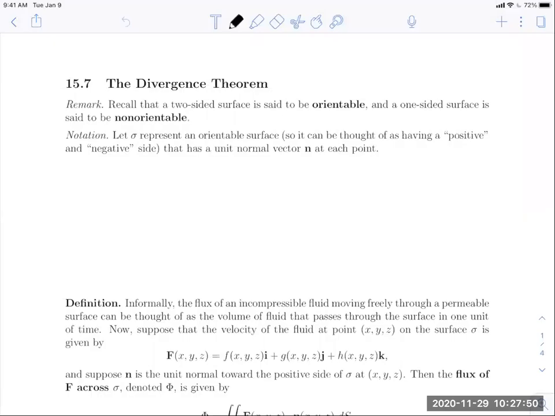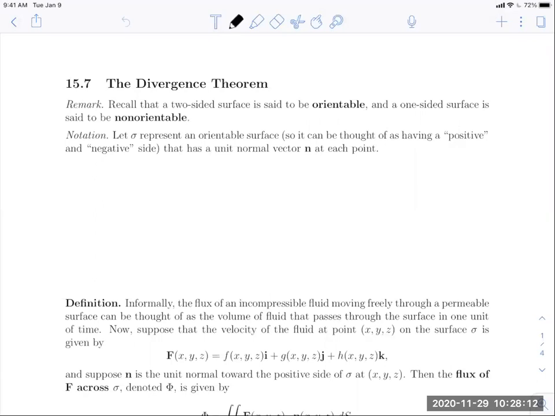In section 15.4, we learned about Green's theorem, which was a means of computing line integrals via double integration. In 15.7, we're going to talk about the divergence theorem, and that's going to enable us to compute flux, which is normally defined as a surface integral, in terms of a triple integral.